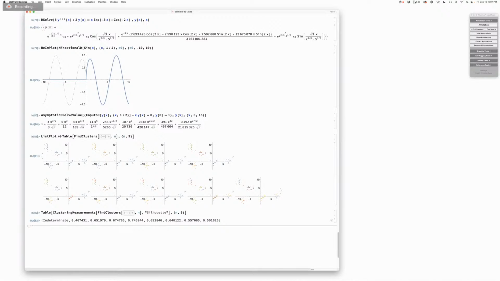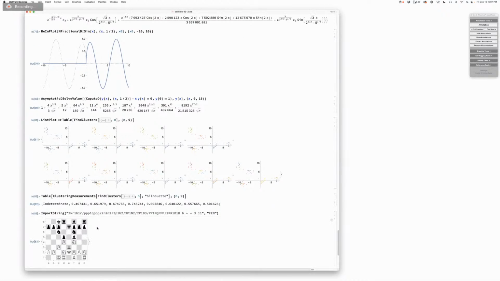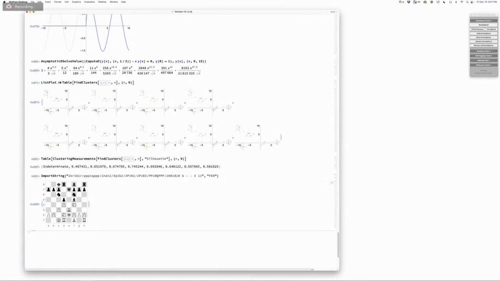Okay, next topic. You can tell that we are able to import a lot of kinds of things, because one of the new import formats in version 13.2 is an import format for chess. There's a chessboard representation, and there's the corresponding chessboard. We can import a collection of games.